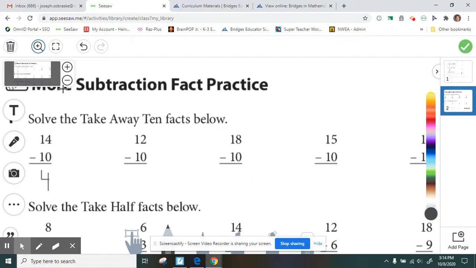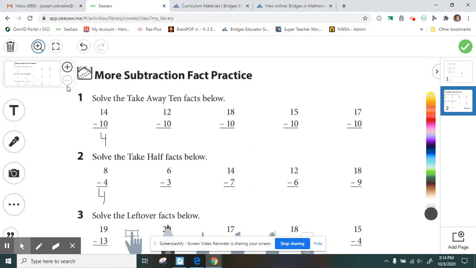All right, let's zoom in and do the last set. The last set says, solve the leftover facts. Now, the leftover facts are simply the facts that don't follow any rules. So these are going to be the trickiest last 5. There's no rules for them. The best way to solve these facts is just to memorize them or simply draw a picture.